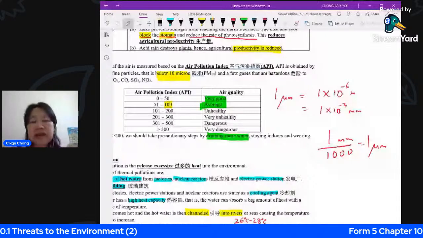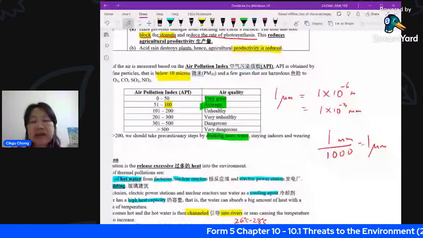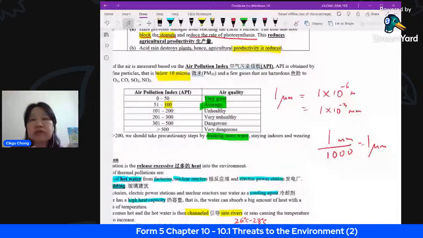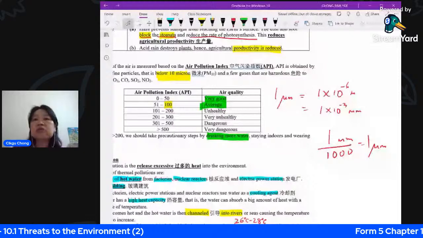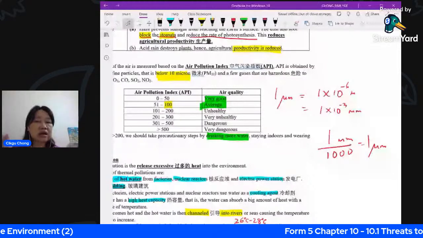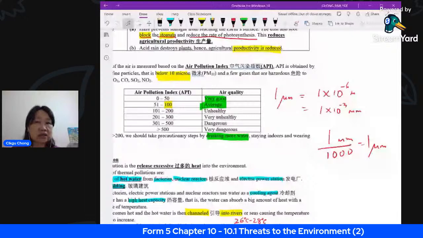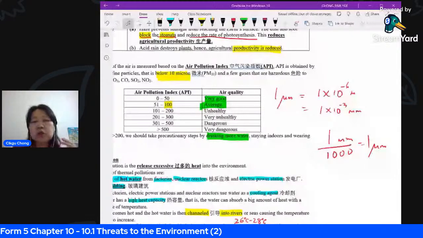So look at the range here. Anything below 100 API is considered healthy. So you can go about your days. You can go out without wearing your mask and so on. It's a good air quality. But anything above 100, you have to be careful. It starts to be considered unhealthy. So 101 to 200 is unhealthy.